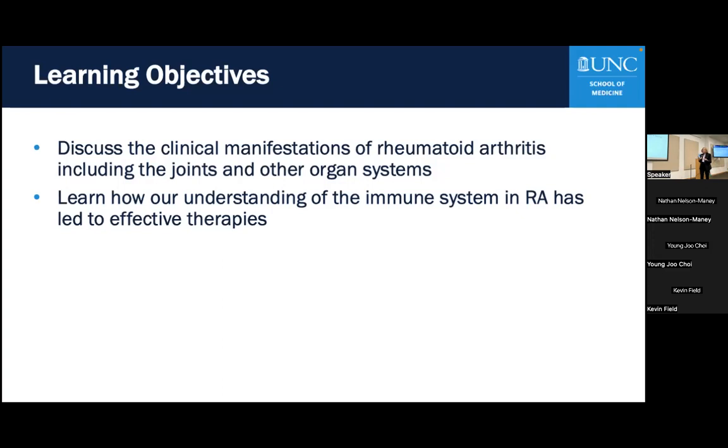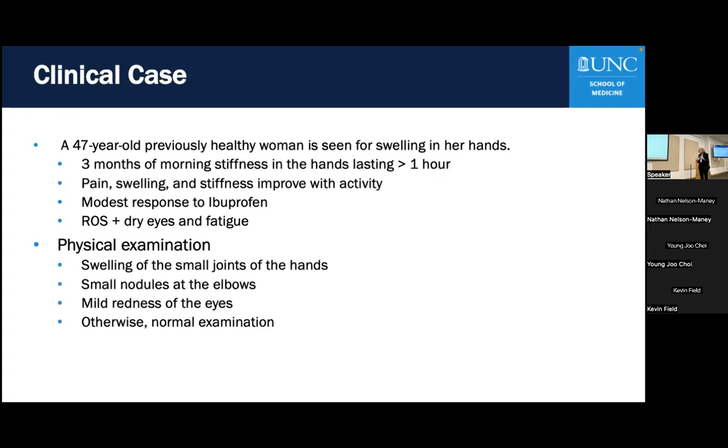And then we're going to learn about how our understanding of the immune system, all of that alphabet soup that was in all those pictures, really has informed what we understand about arthritis, rheumatoid arthritis, and other kinds of arthritis and other rheumatic diseases, and how that has led us to some really, really effective therapies. So that is our goal.